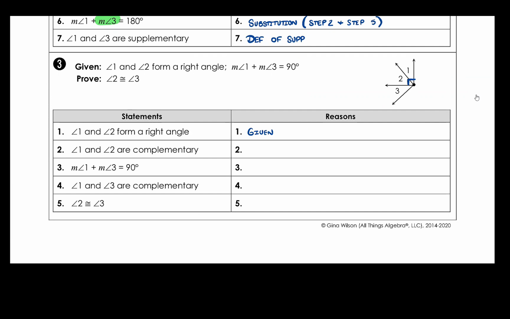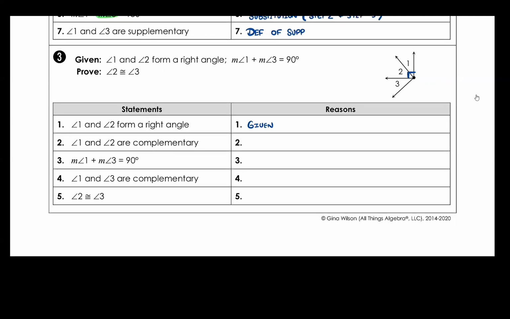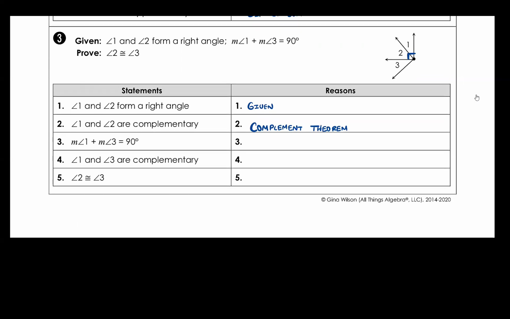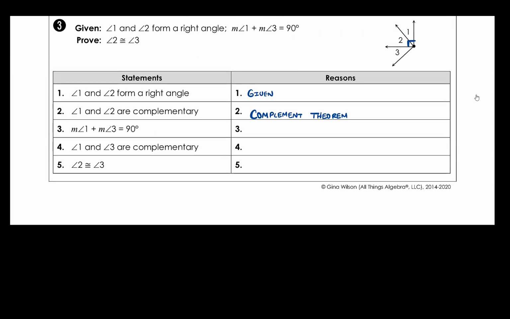How do we know? Complement theorem. What does the complement theorem tell us? If two angles are right angles, then they're what? Yeah. So you're right, dude. Most of the words are going to be right there when we need them.